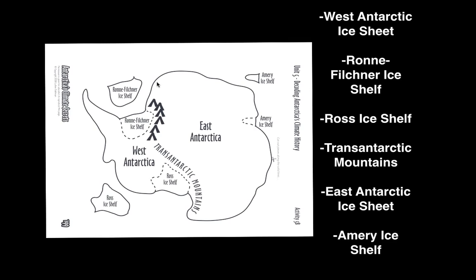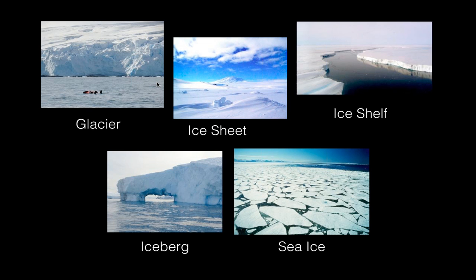I point out the fact that it's smaller than the East Antarctic ice sheet. I point out the fact that the 2 ice sheets are separated by the Transantarctic Mountains. We talk about the idea that there are many ice shelves in Antarctica, but the lessons that I'm going to talk about tonight focus specifically on the ice shelves here: the Filchner-Ronne Ice Shelf, the Ross Ice Shelf, and the Amery Ice Shelf in East Antarctica.